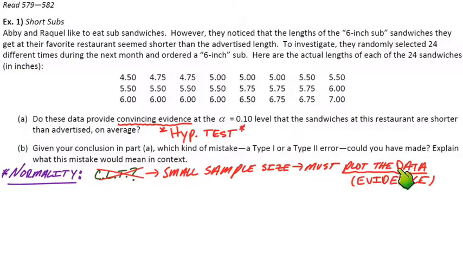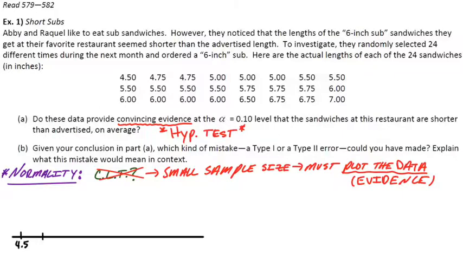So don't think you can just slide by with the central limit theorem, right? CLT is not going to fly here. The sample size is too small. But we've actually got the data points. And they're going to be easy to make a dot plot with because they're measured by the quarter inch. So let's start with a dot plot.